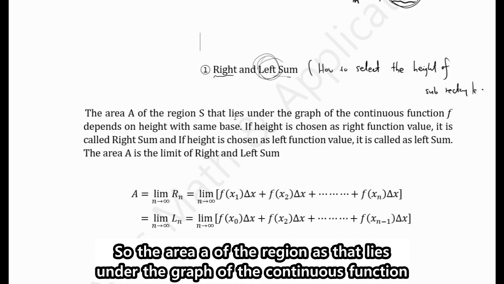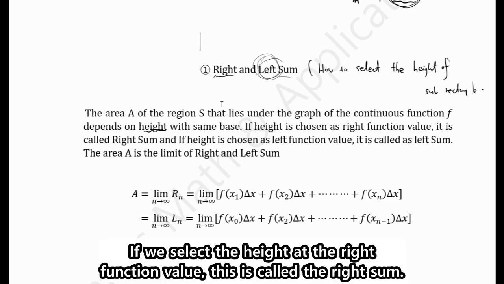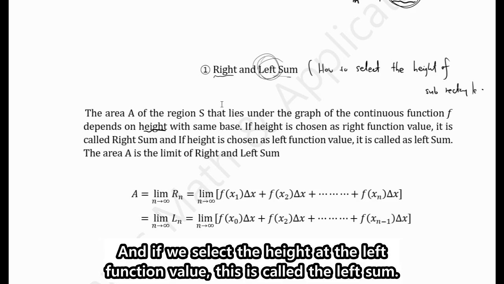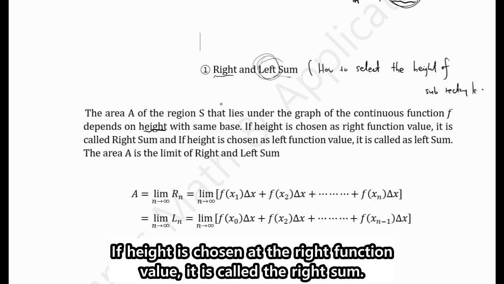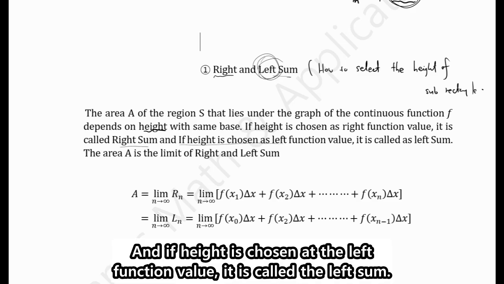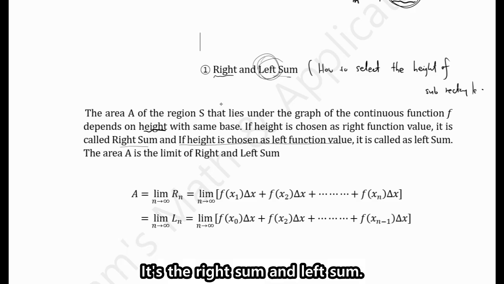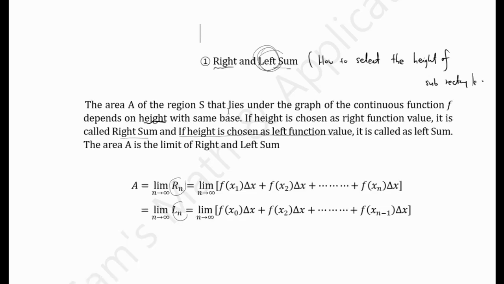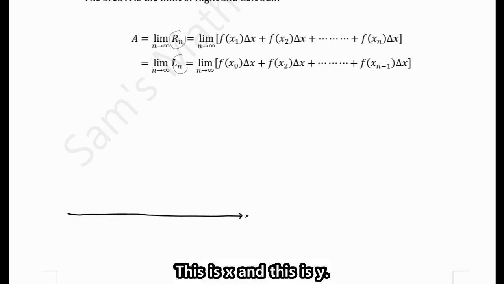So the area A of the region that lies under the graph of the continuous function f depends on the height. How to determine the height? If height is chosen as the right function value, it is called the right sum. And if height is chosen as the left function value, it is called the left sum. The area A is the limit of the right or left sum. Our right sum is like this. This is x and this is y.